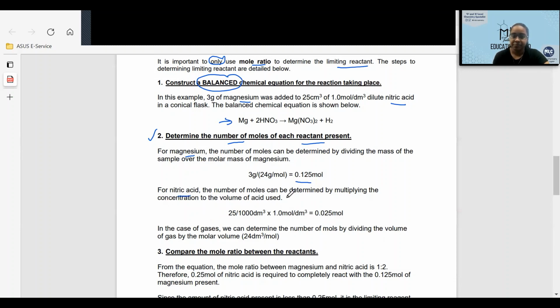For nitric acid, you can find the number of moles by multiplying the concentration of the acid by the volume of acid used, which is shown over here, and you'll get 0.025 moles. In the case of gases, you can determine the number of moles by dividing the volume of gas by the molar volume, which is 24 dm3.